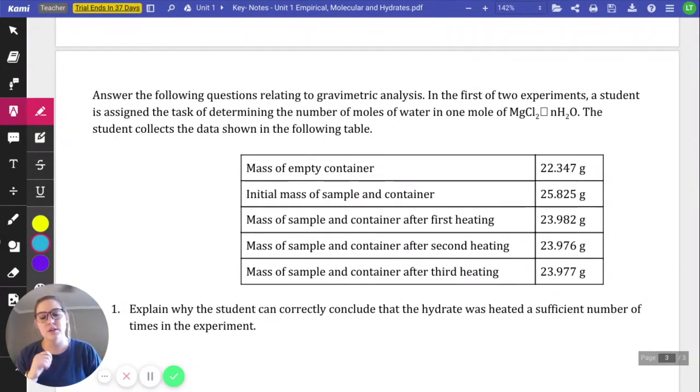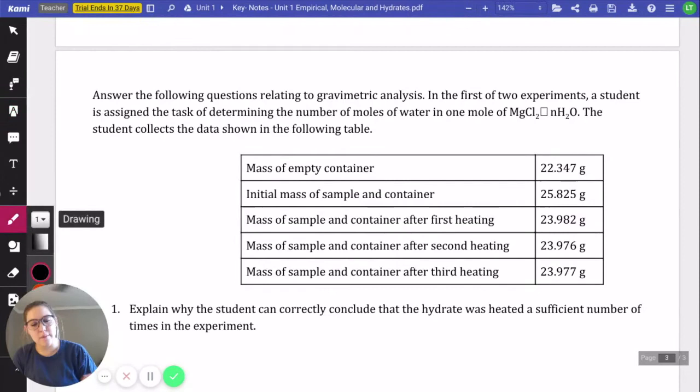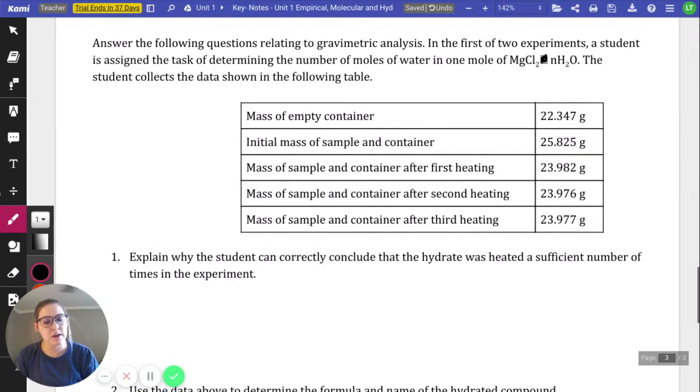All right. So it says, answer the following questions related to the gravimetric analysis. In the first two experiments, a student is assigned the task of determining the number of moles of water in 1 mole of magnesium chloride with some amount of water. That's what that N is there for. And remember, that should be a dot, but my computer didn't like when I transferred this. The student collects the data shown in the following table. So this is our data.